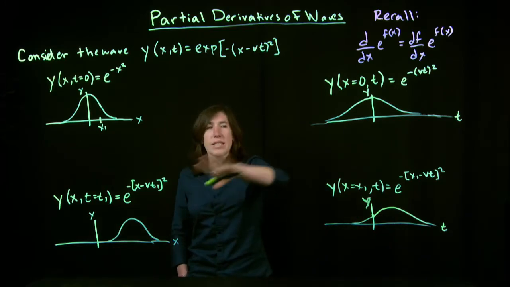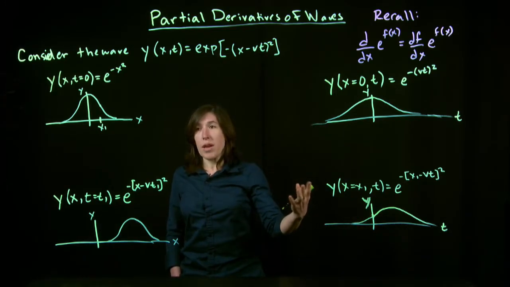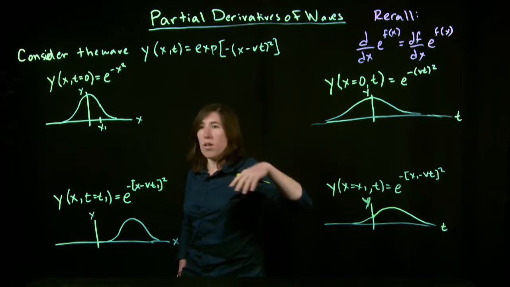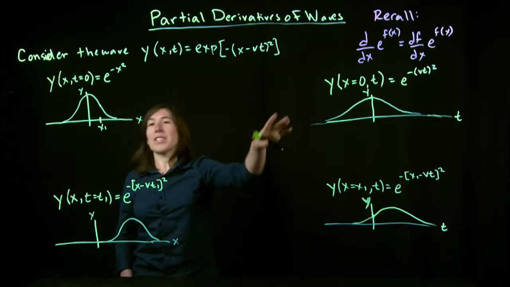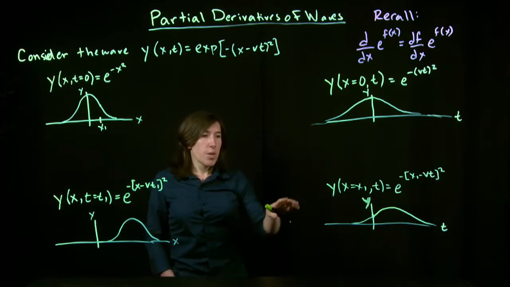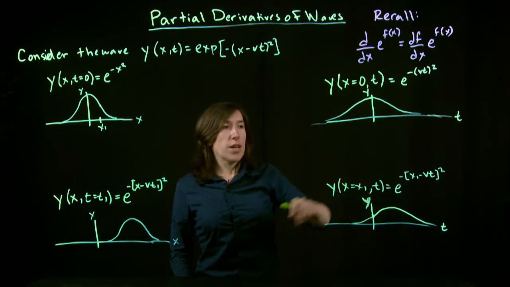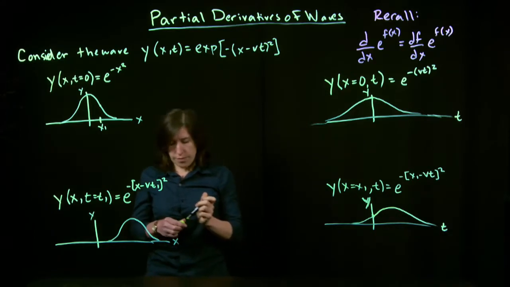So there are all of these different sorts of pictures. If I could draw in 3 dimensions, we could actually draw all of these on one plot, but I'm not very good at drawing in 3 dimensions. So it's easier to look at these snapshots where we're reducing the function to a function of only one variable.